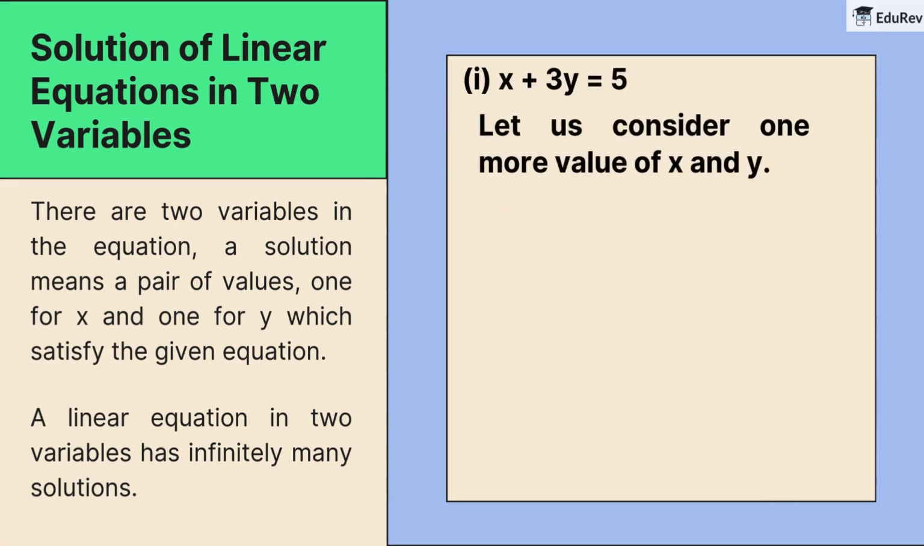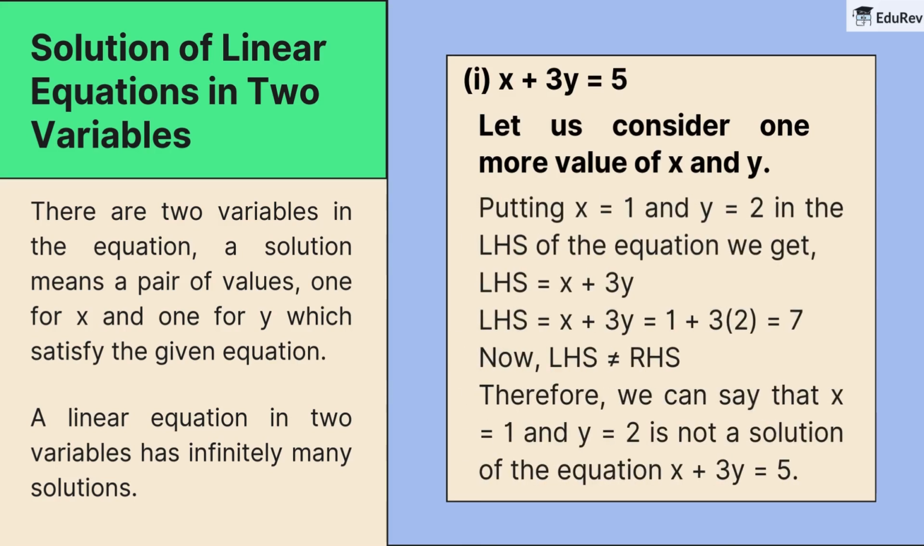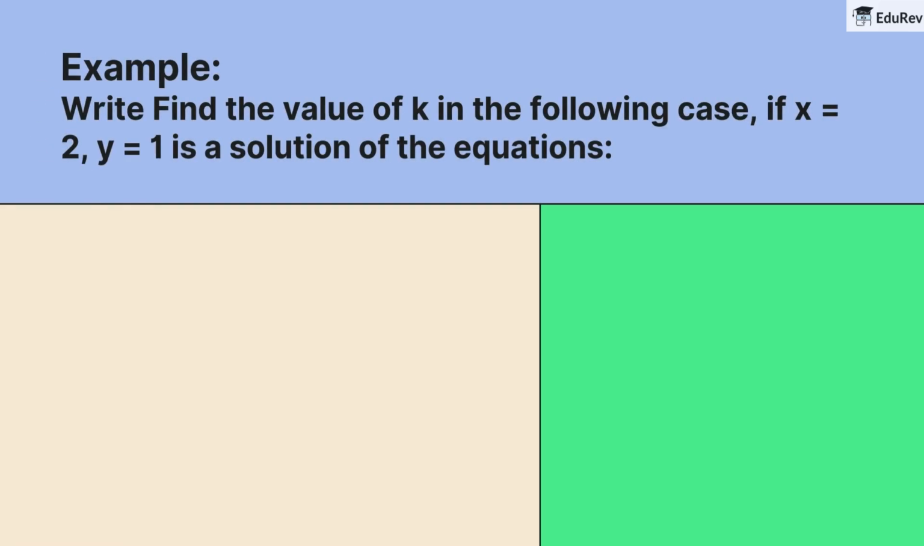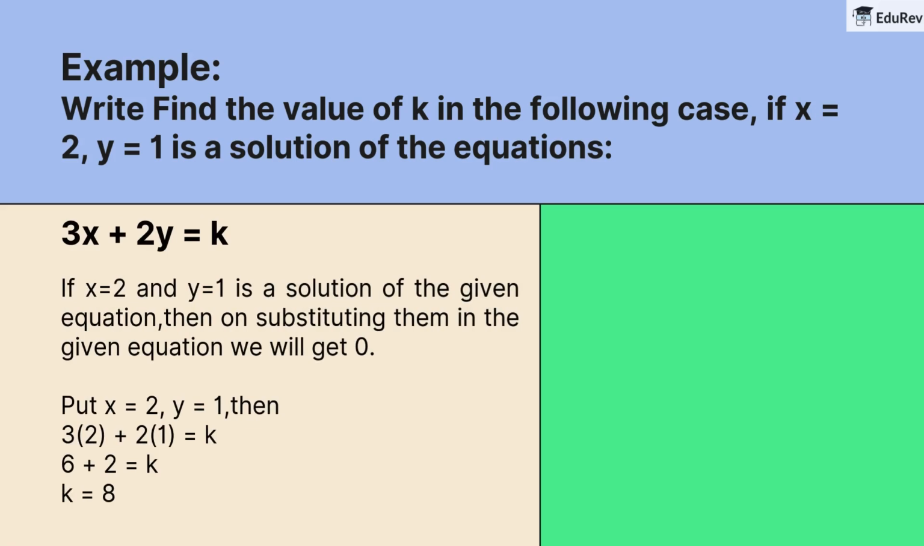Let's consider more values of x and y. If we put x = 1 and y = 2 into the left-hand side of the equation, we find that it does not satisfy the equation, meaning (1, 2) is not a solution. Now, let's find the value of k if x = 2 and y = 1 is a solution of the equation 3x + 2y = k. By substituting these values into the equation, we get 3(2) + 2(1) = k, which simplifies to 6 + 2 = k, therefore k = 8.